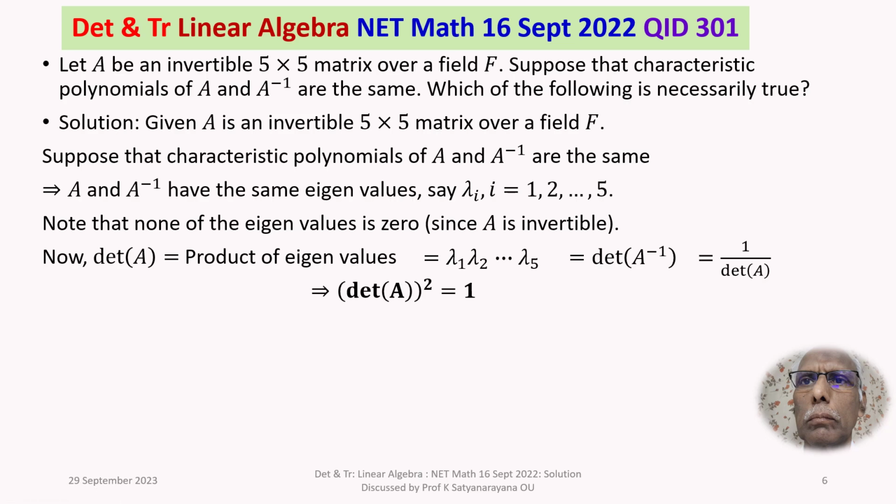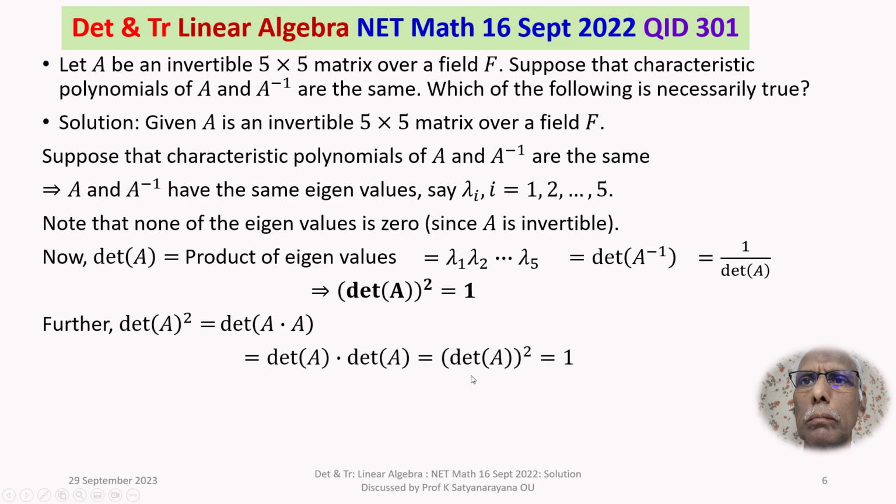Agreed. But one of the options says determinant of A square. So, further, determinant of A square is the determinant of A into A, and we know the determinant of A into A, both being square matrices, will be equal to determinant of A multiplied by determinant of A, that is determinant of A whole square. But we have just seen determinant of A whole square is equal to 1, therefore it is equal to 1. Thus, we have determinant of A square is equal to 1.